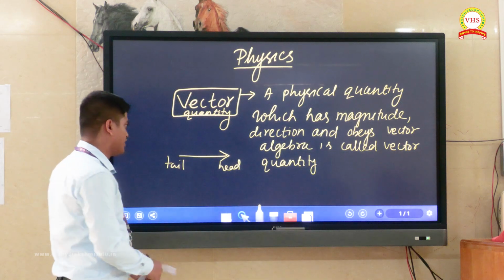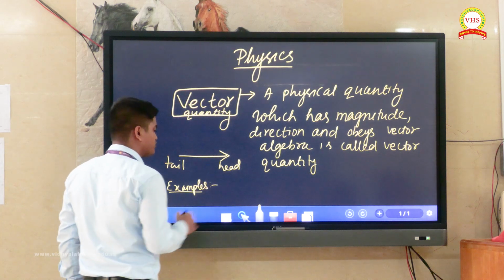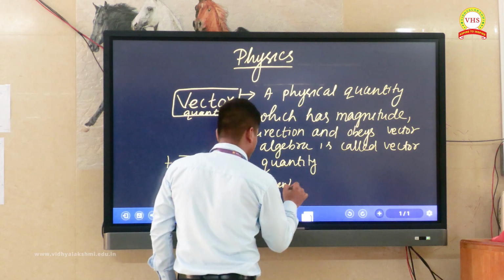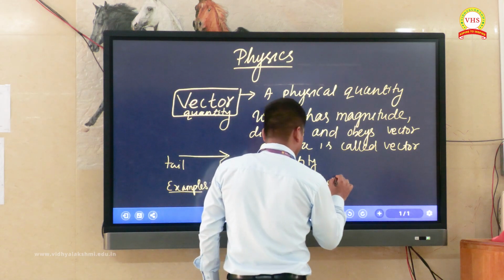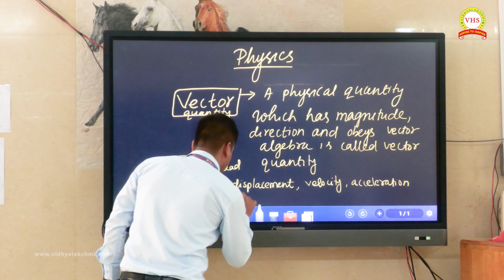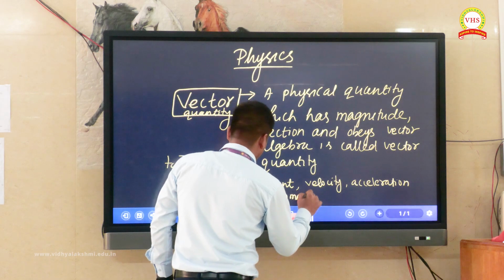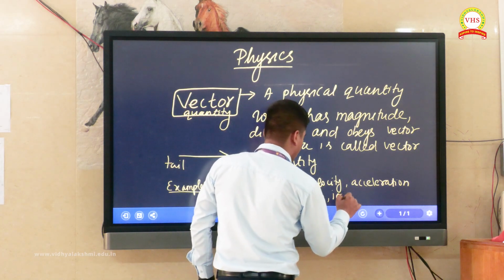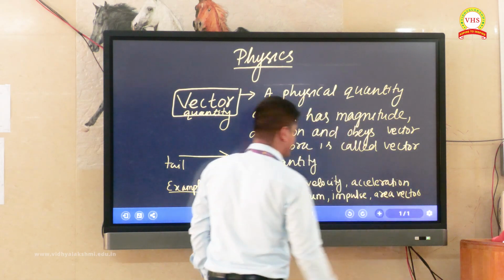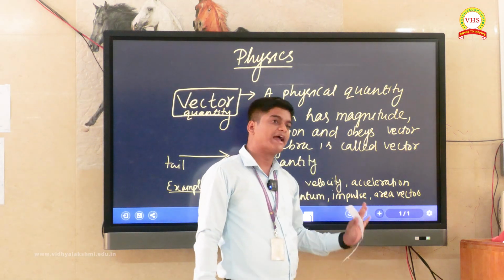And here, you already know what examples we can take for vector quantity. What are the examples? Tell me: displacement, velocity, acceleration, force, next momentum, impulse, area vector. Like this, many quantities are there which have magnitude, direction and always obey the vector law of addition.